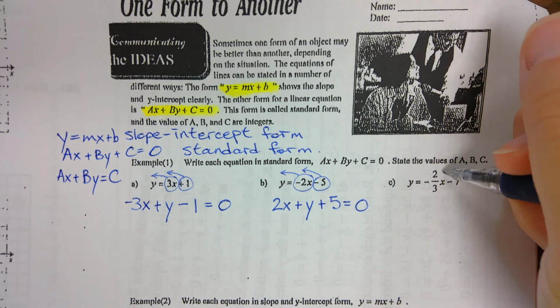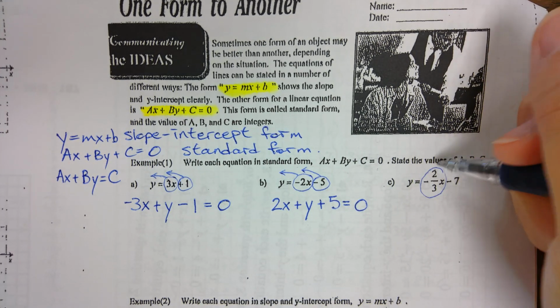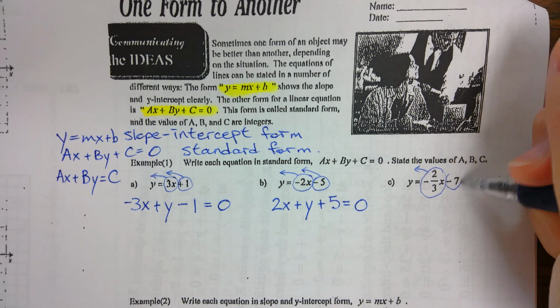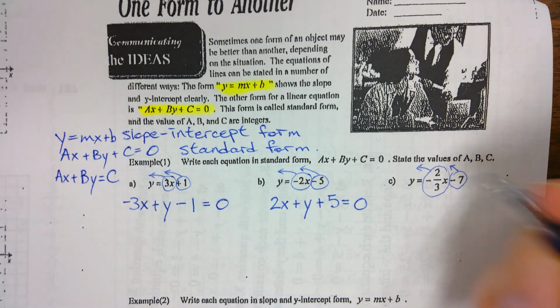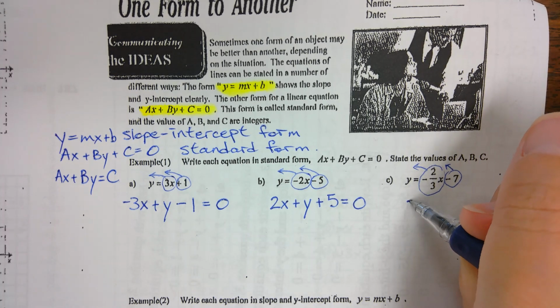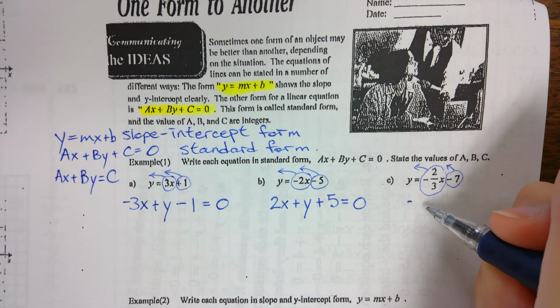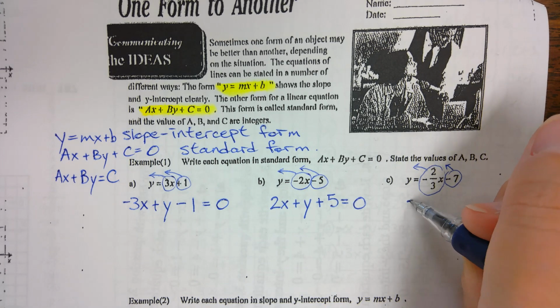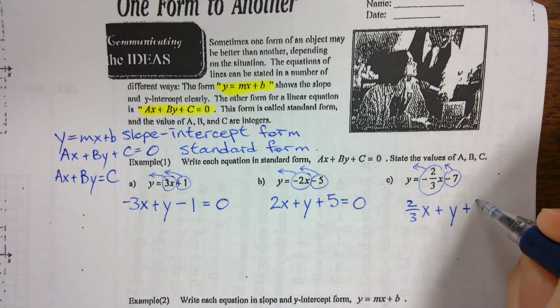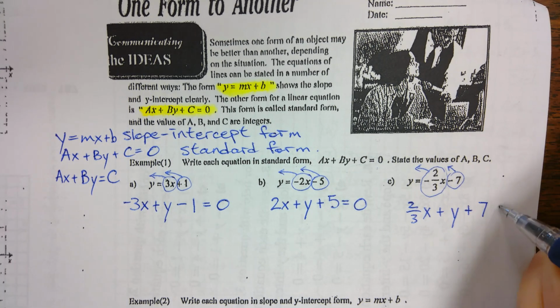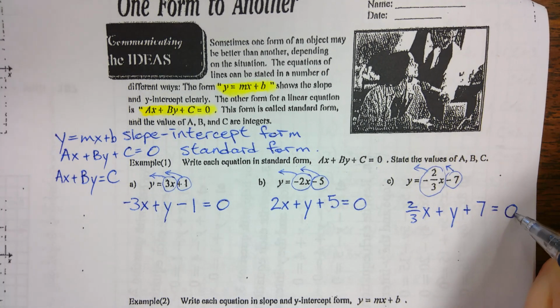Alright, so now this one, let's move this over to the left side. What do you get when you move it? Okay, yep. Y plus 2 over 3x. Oh, the order: x, y, and then the constant. 2 over 3x, plus y, plus 7 equals 0. Teamwork. Good job.